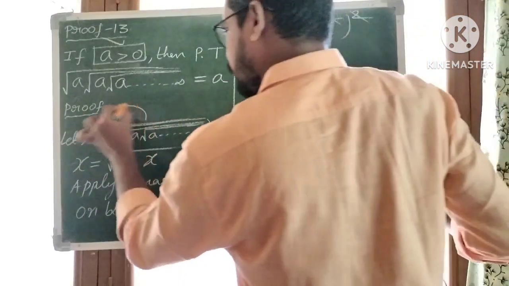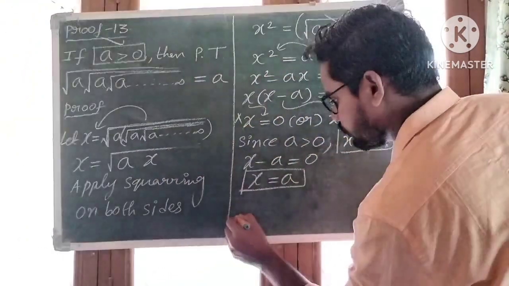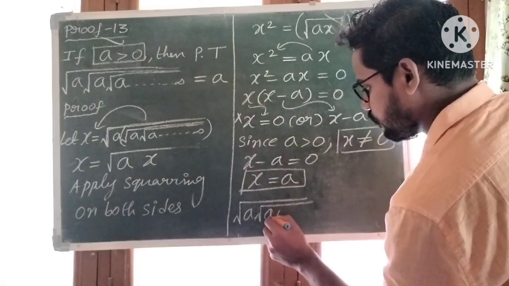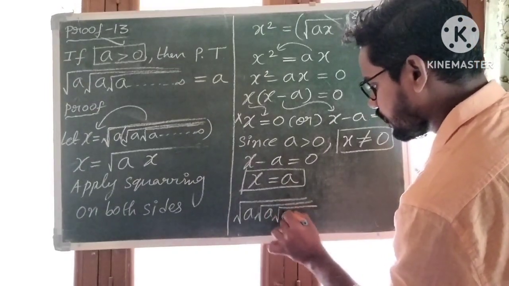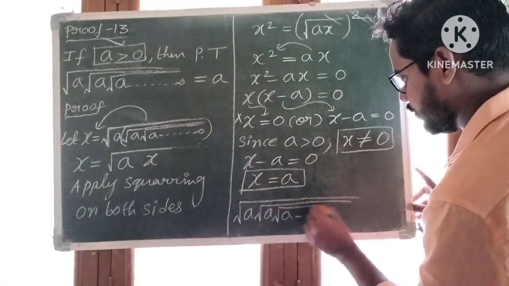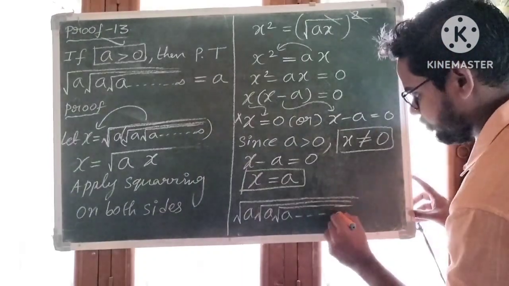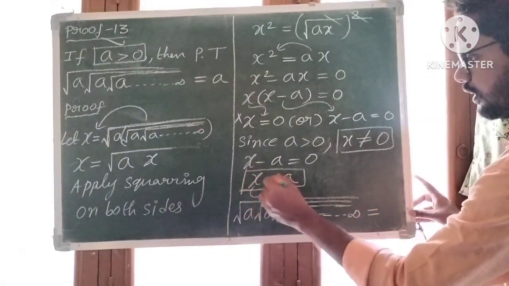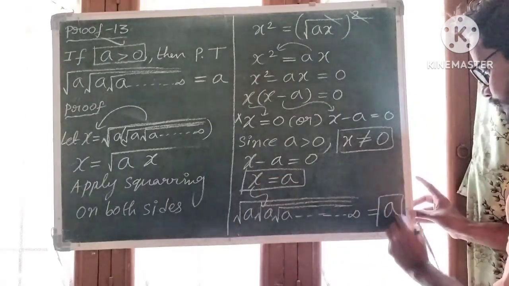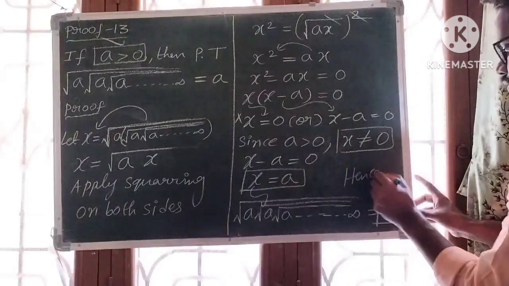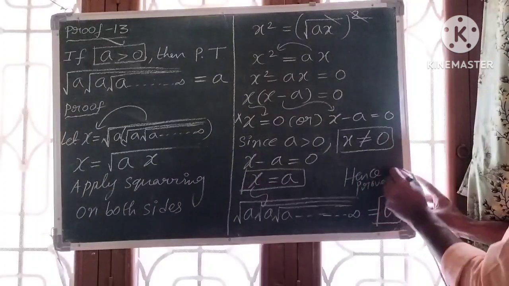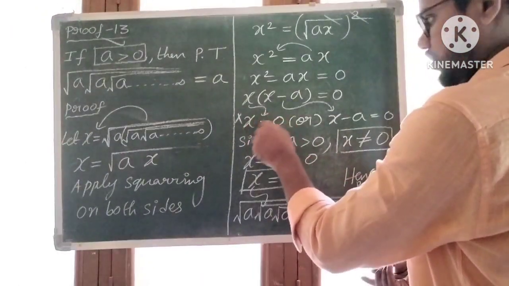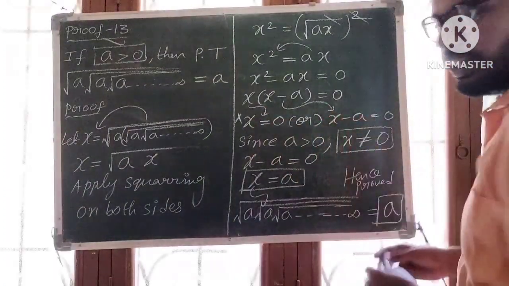What is x? x is equal to square root of a, square root of a, square root of a, and so on infinite times. So x is equal to this, and this value is equal to a. Hence proved. Since a is greater than 0, x cannot be equal to 0. The only possible case is x minus a is equal to 0.